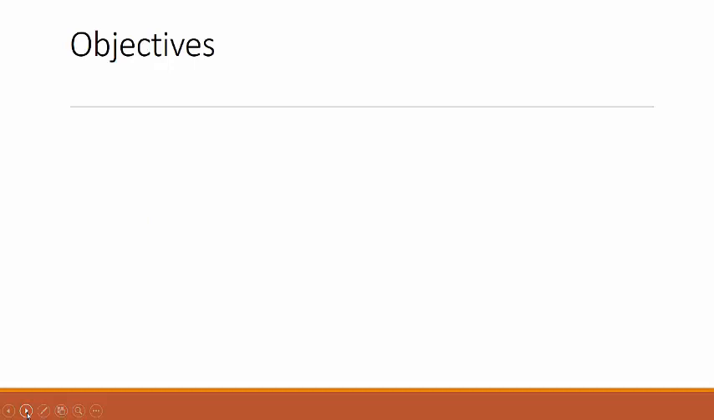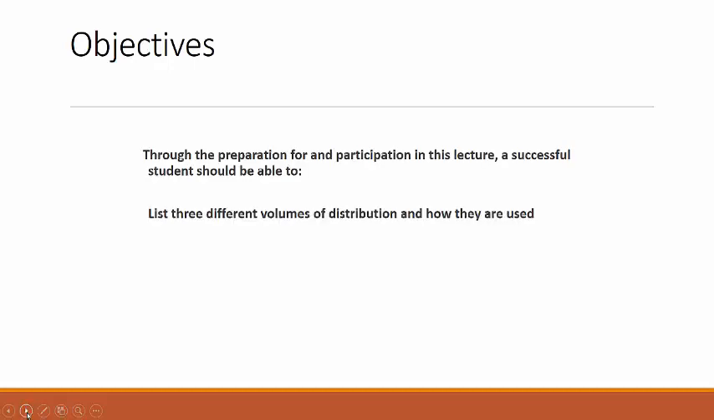Our objectives for this group of discussions are: first, to be able to list the three different volumes of distribution that we are going to be talking about and how they are used. The three are central volume of distribution, apparent volume of distribution, and volume of distribution at steady state.